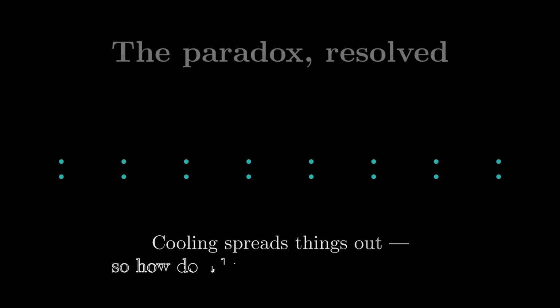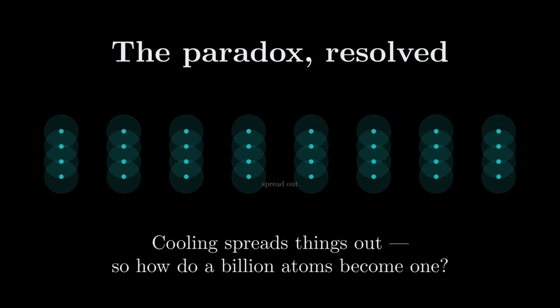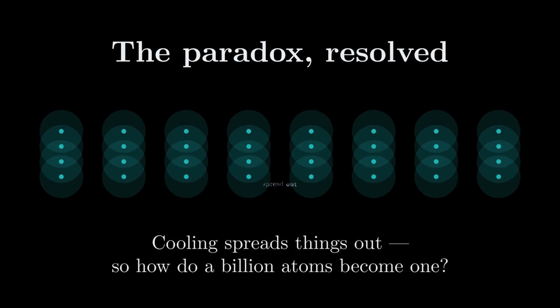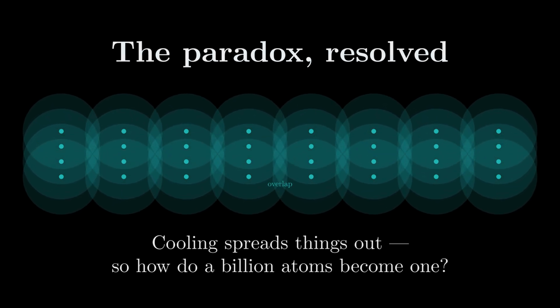So return to our opening box and our contradiction. Cooling really did spread each atom out, that part was true all along. But spreading them out is precisely what made their waves overlap. And once the waves overlap, statistics does the rest. The crowd has nowhere to fall but the single lowest state. The paradox dissolves. Cooling never quieted the gas into stillness. It grew every atom until they all became one wave.